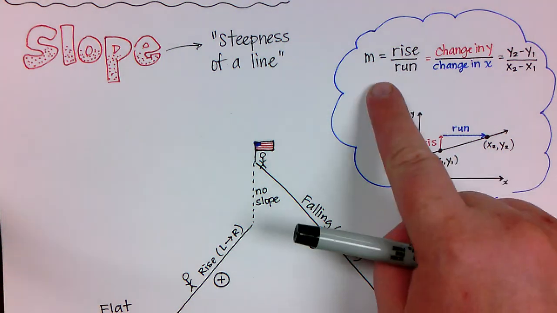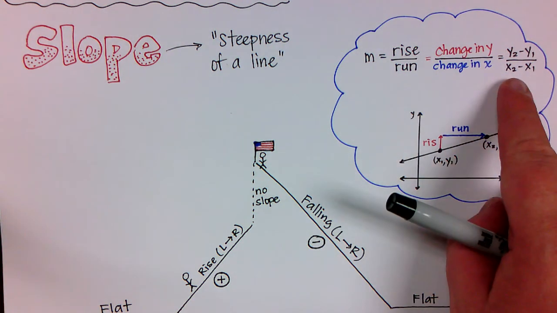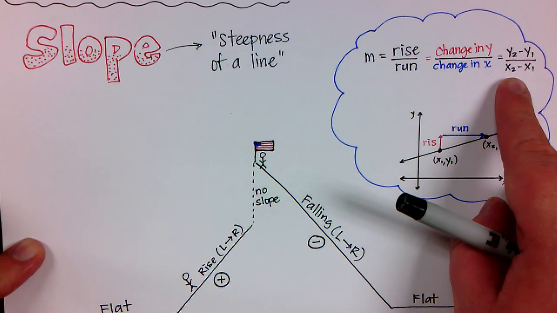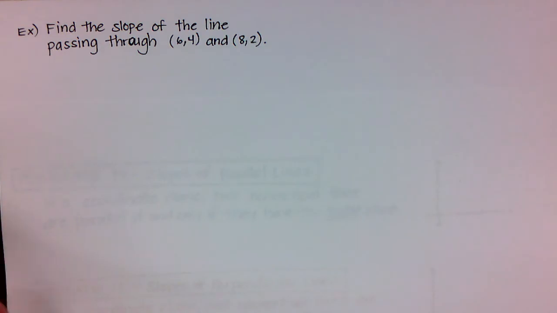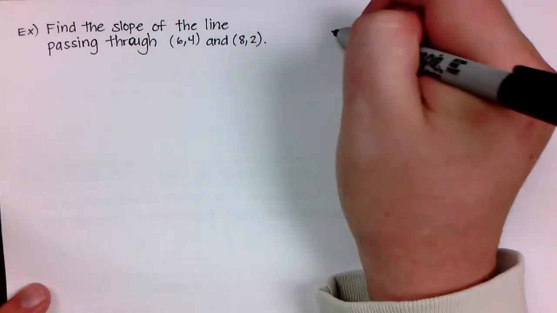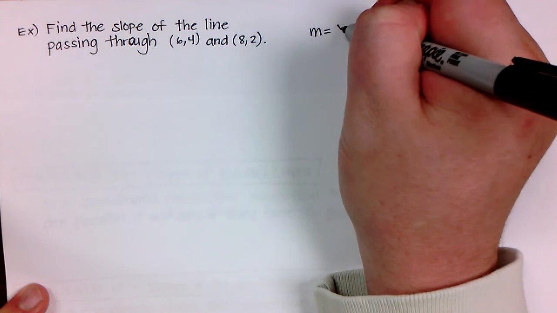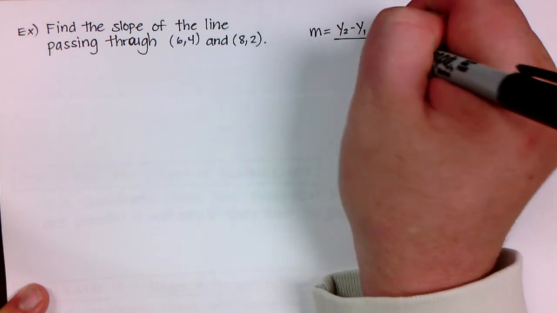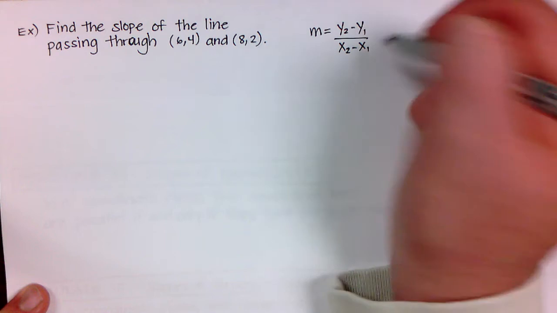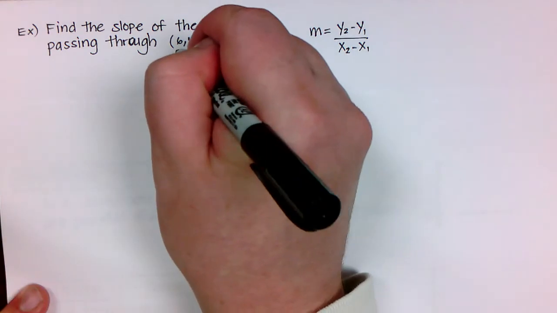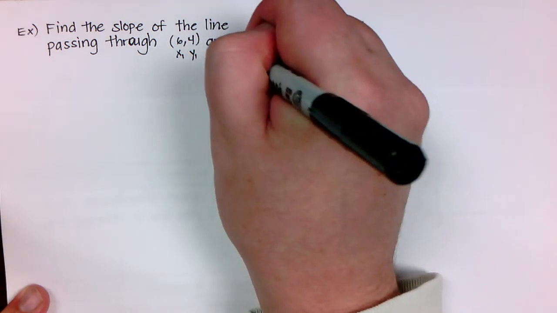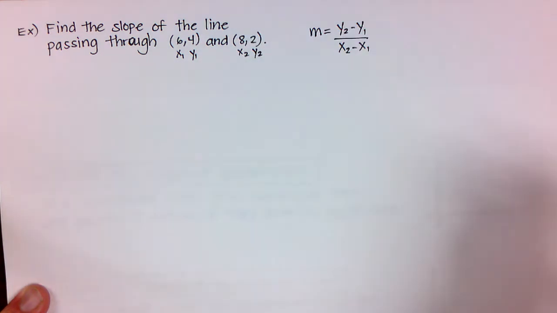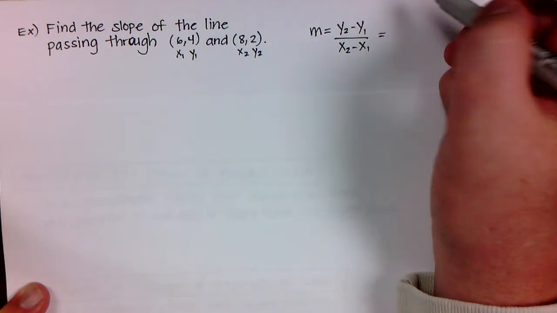So as I said, we can use this formula right here to help us calculate the steepness of any line as long as I have 2 points. So our first example is I want you to find the slope of the line that passes through (6, 4) and (8, 2). So I'm going to write my equation. M is equal to y2 minus y1 divided by x2 minus x1. And if it would help you, you can label the 6 as the x1, the 4 as the y1, and then the 8 as the x2, and the 2 as the y2. And then I can plug those values in.